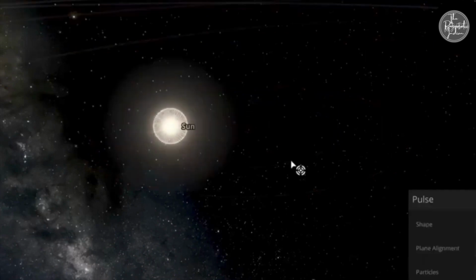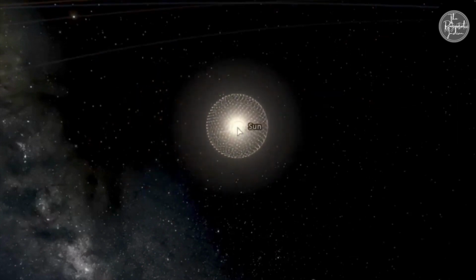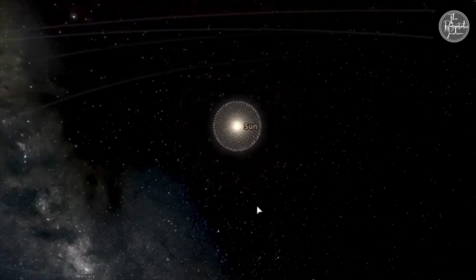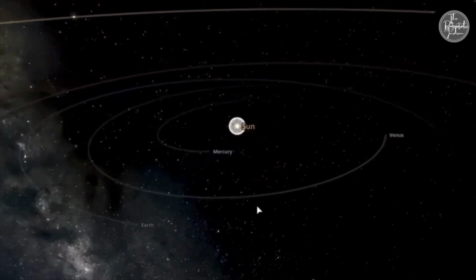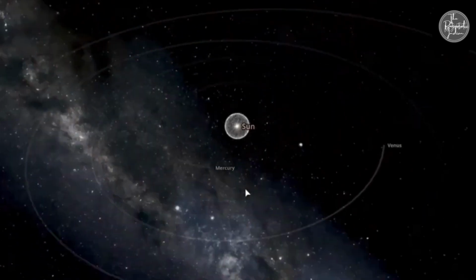We are now emitting the light particles from the Sun. Let's see how they appear while traveling in the universe. Let's zoom out the video a little. As you can see, the light has started its journey, and now it's approaching the planet Mercury, which is the closest planet to the Sun. As you can see, the light is slowly heading towards Mercury now.